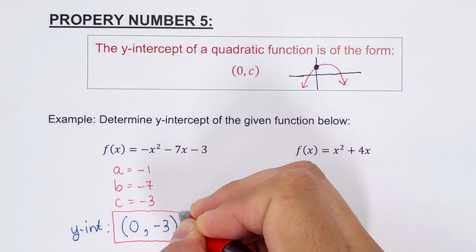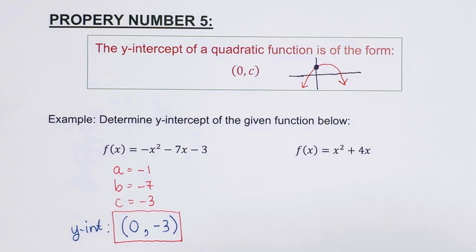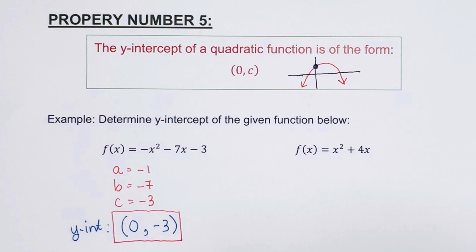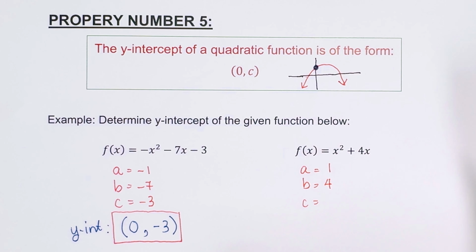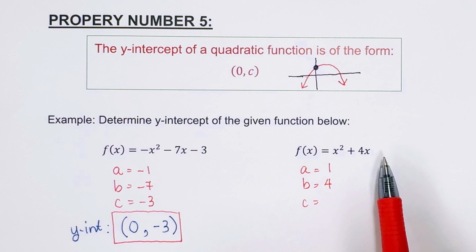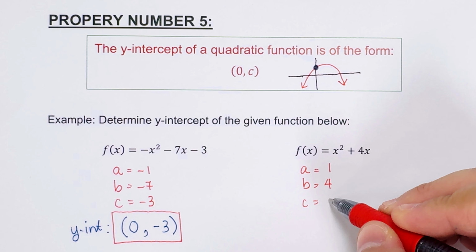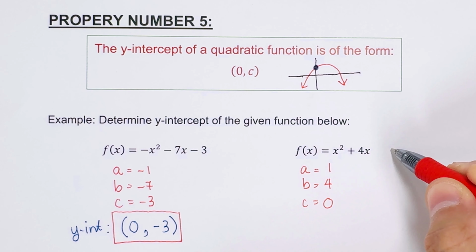So it's pretty straightforward. Try the second one out on your own. Determine the y-intercept of the other equation. Okay, so let's go over the example here. Let's write down the a, b, and c first. Okay, now here's a catch. Others are thinking, look, it's missing. Nothing's in there. So what number is that? 0. If there's nothing in there, that's a 0.